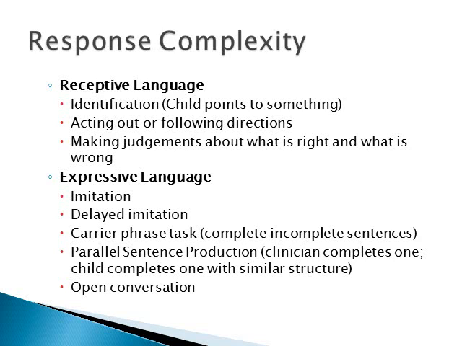Asking them to complete some type of carrier phrase, so to complete an incomplete sentence, etc., would be the next level. And then parallel sentence production, where the clinician completes one and the child completes one with a similar structure, is the next example of complexity. And then finally, having the child give you some type of narrative, or explain something, summarize something, etc. An open conversation would be one of the more complex tasks that you can ask them to do in expressive language.